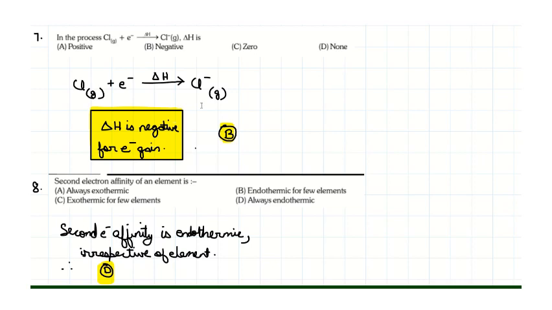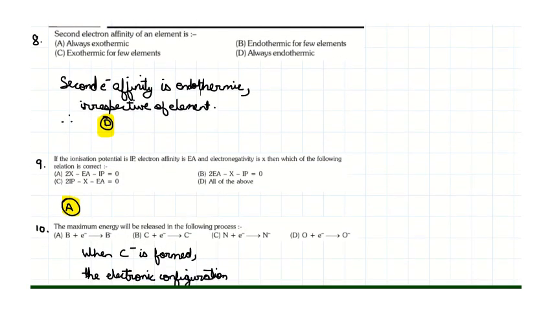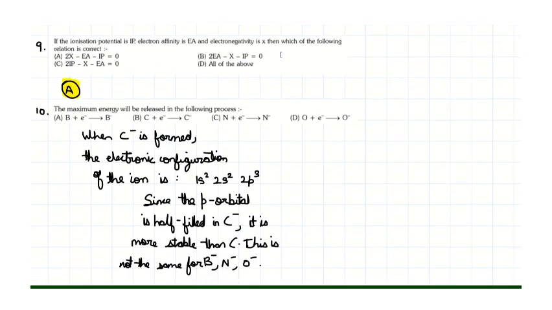In the eighth question, we need to find the type of second electron affinity of an element. Now, second electron affinity is endothermic irrespective of the element, and thus we would get option D as the correct answer, always endothermic. The ninth question is a direct formula question. We would get 2 times electronegativity minus electron affinity minus ionization potential equal to 0, because we have electronegativity equal to electron affinity plus ionization potential whole divided by 2.